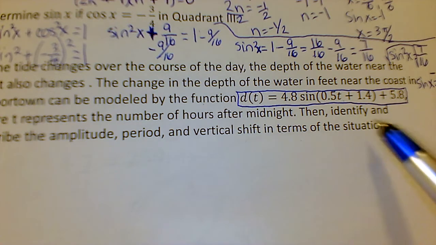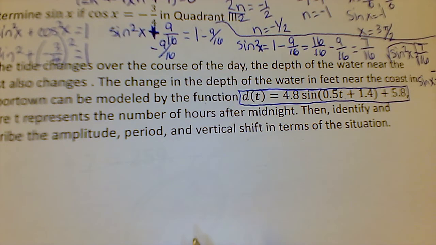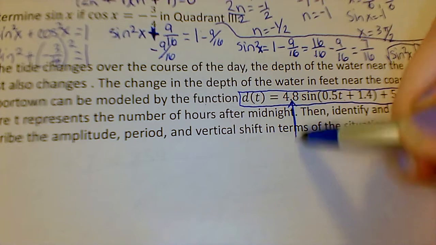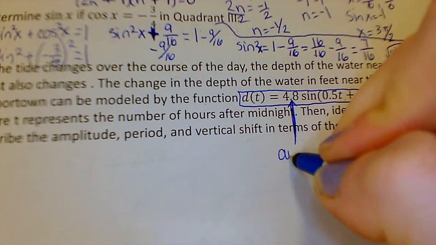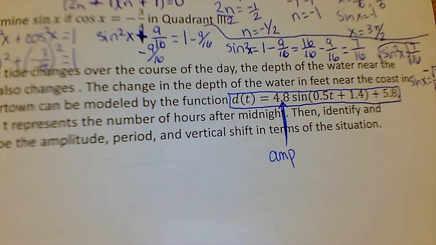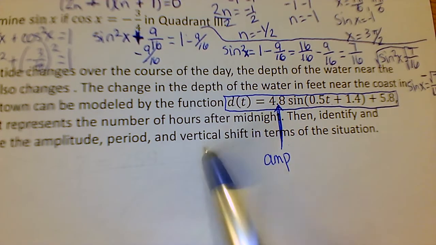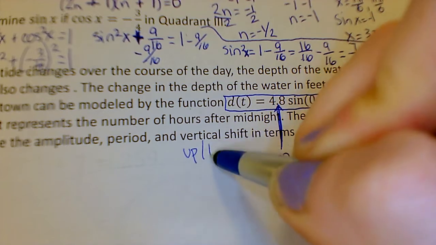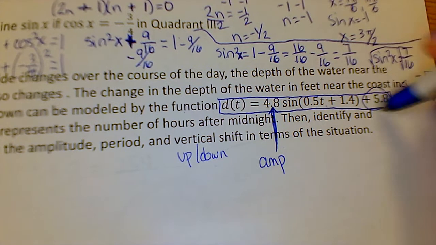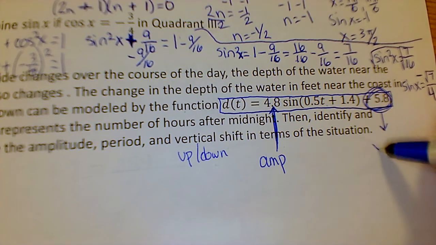Okay, so it says find the amplitude, period, and vertical shift. Now, amplitude is always the thing directly in front of the trig function. So in this case, the amplitude is 4.8. I'm going to jump and do the vertical shift because that one's also super easy to identify. That vertical meaning like up or down. And the up or down part of this is right here, right? So we've got a vertical shift of 5.8.